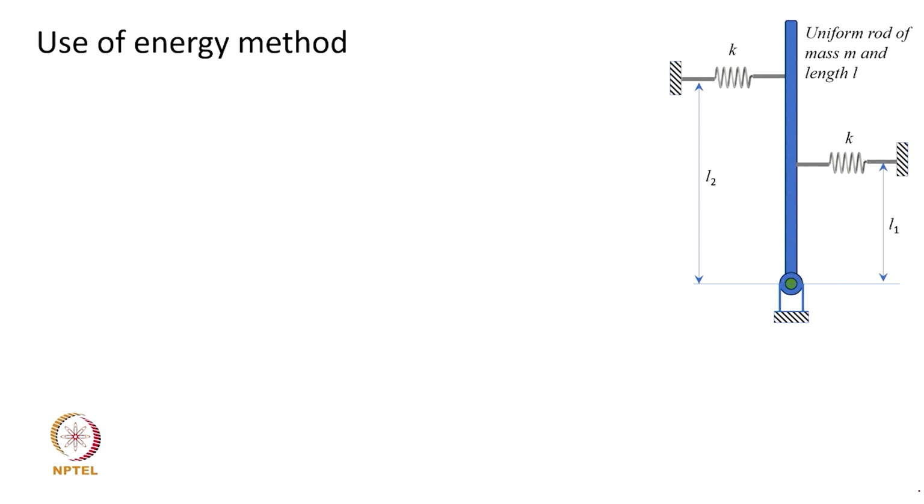Okay, now let us take an example of application of these energy methods. The example here is that of a vertical bar of mass m, a uniform rod of mass m and length L.